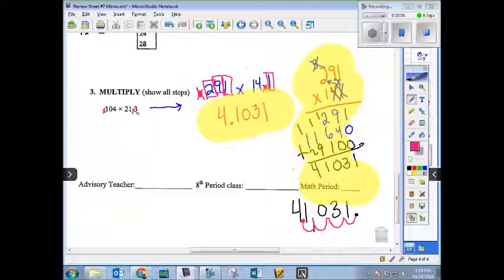Just, guys, just eliminate that decimal. Just get rid of it. Do 104 times 213. Do all that work, then stick the decimal back in at the end. Okay? Hope this helped, guys. See ya.